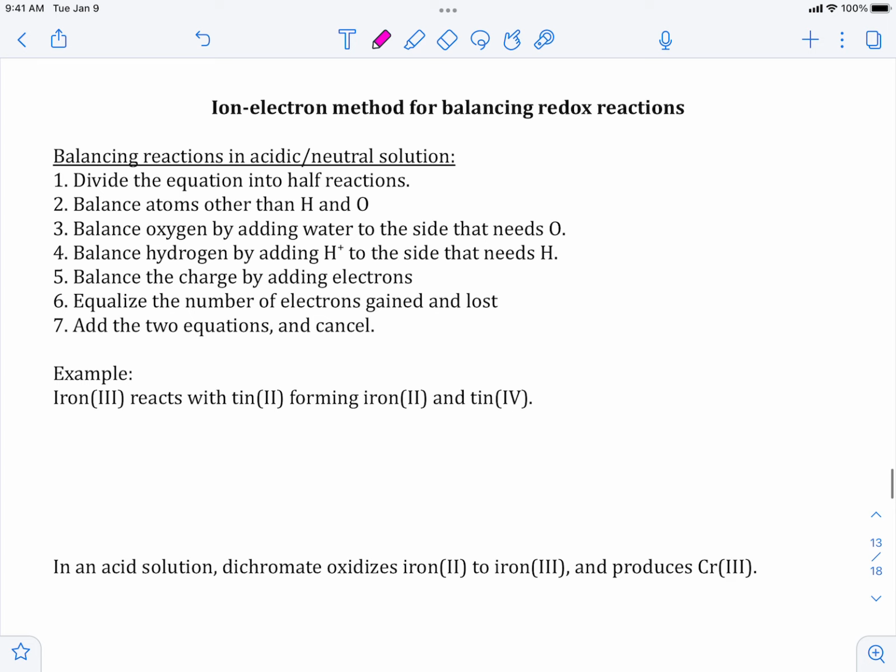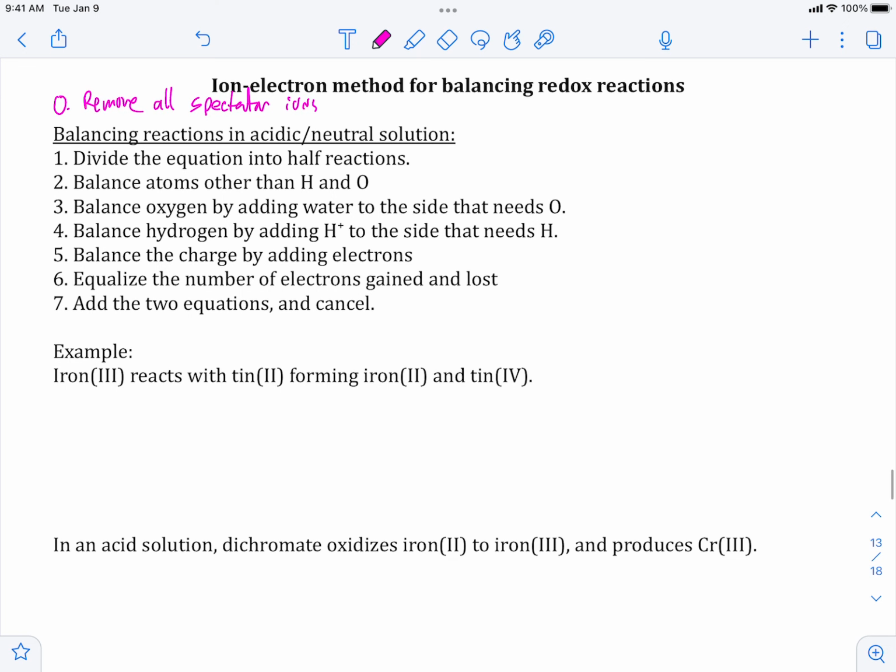There are these 7 steps that we're going to follow, but if I would add one step before we do any of this, maybe call it step 0, that would be remove all spectator ions, and that's going to make your life easier if those are not present. So the best way to learn this is to just go through these examples by following the rules and explaining each step as we go.